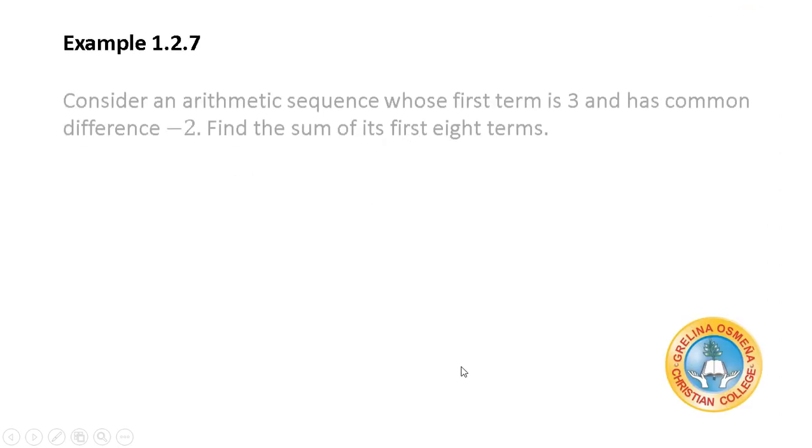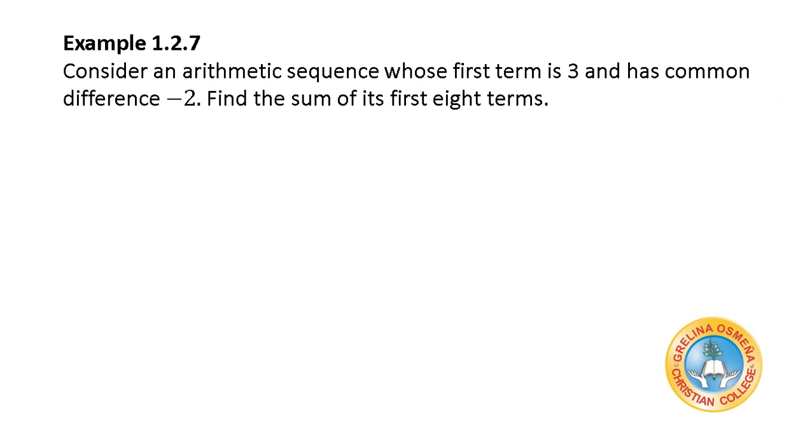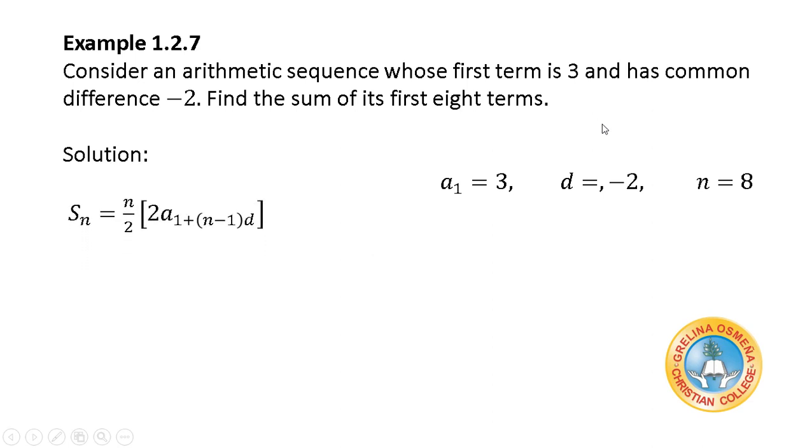Okay, we have example 1.2.7. Consider an arithmetic sequence whose first term is 3 and has common difference negative 2. Find the sum of its first 8 terms. When we say series, that is the sum. We have the given a sub 1 equals 3. The common difference is negative 2, and our n is 8 because we're looking for the first 8 terms. Using the formula, S sub n equals n over 2 times 2a sub 1 plus n minus 1 times d.